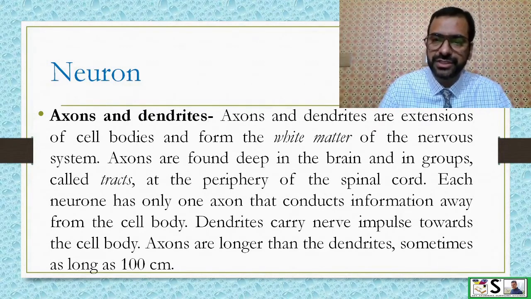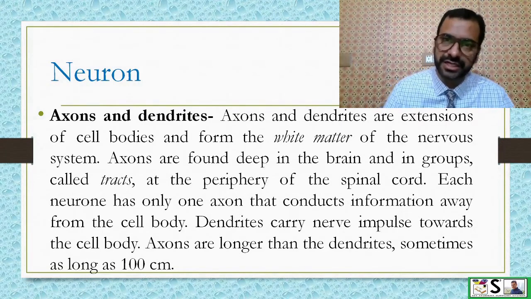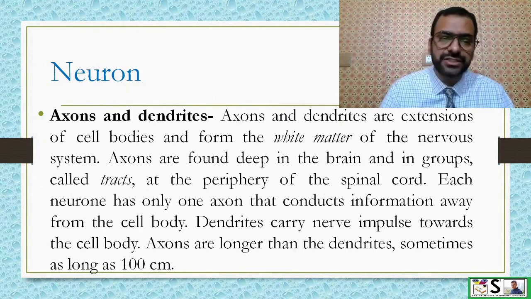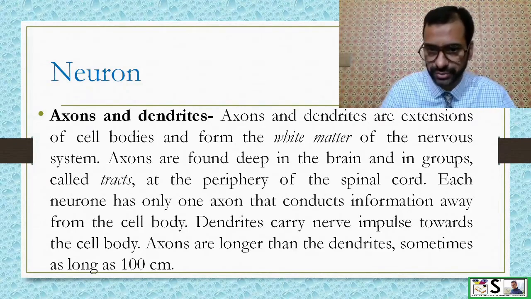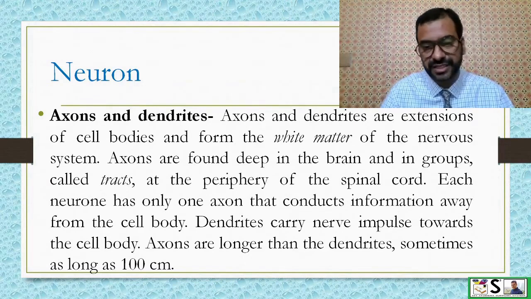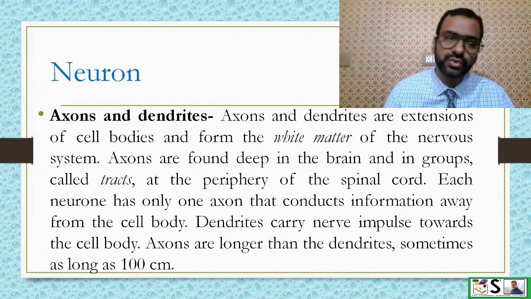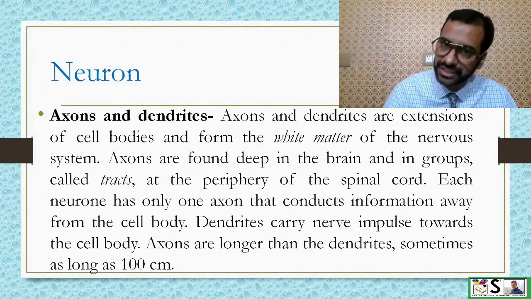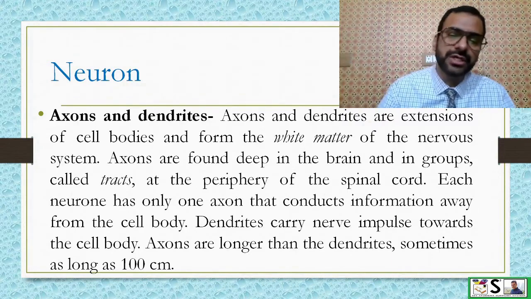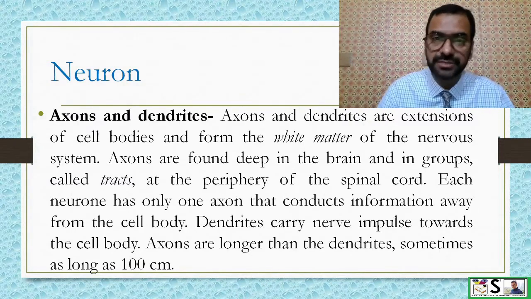Axons are found deep in the brain and in groups are called tracts. Not all axons, but some axons are known as tracts. At the periphery of the spinal cord, each neuron has only one axon that conducts information away from the cell body. And dendrites carry nerve impulses towards the cell body, meaning they receive the information and axons pass the information. Axons are longer than the dendrites, sometimes as long as 100 centimeters.